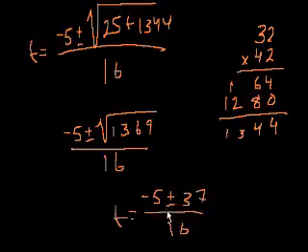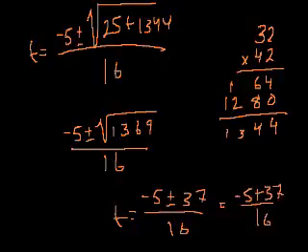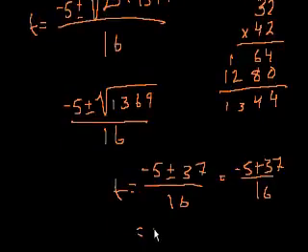Now we don't have to worry about the minus, because minus 5 minus 37 over 16 is going to give us a negative number. We don't want a negative time. We want a positive time. So let's just do the positive: minus 5 plus 37 over 16. So that's 32 over 16, which equals 2 seconds. And that's choice A. Anyway, see you in the next video.